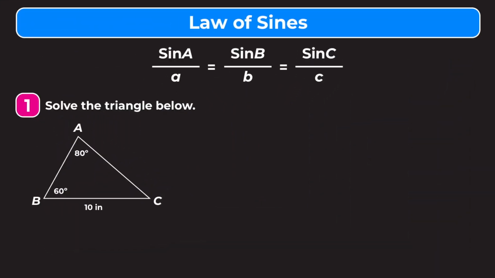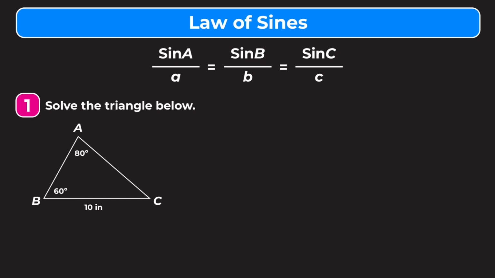In this video, we're going to learn about the law of sines. If you look at the top of the screen, you're going to see this formula that says the sine of A over little a equals the sine of big B over little b, which is equal to the sine of big C over little c. That's going to make more sense once we actually jump into some problems.